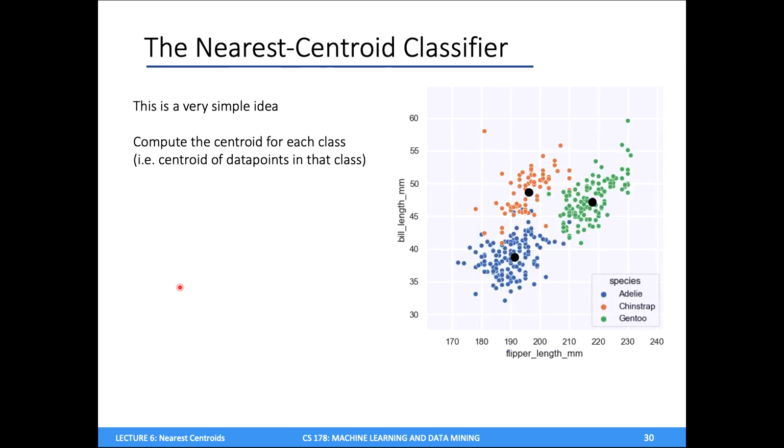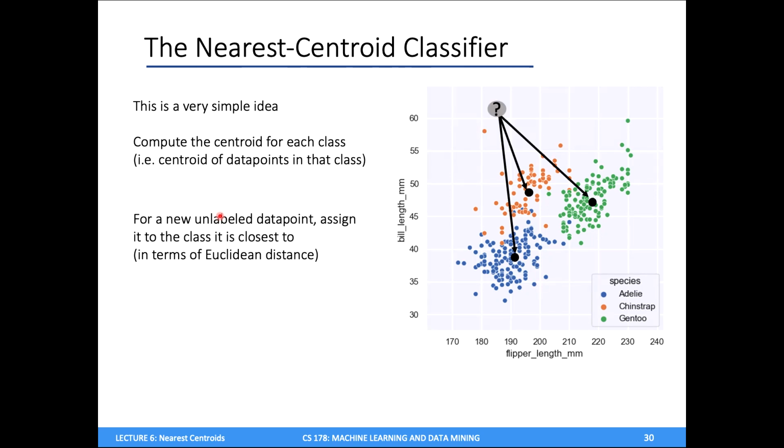In order to actually compute the nearest centroid classifier, we're going to take all of our training data, and we're going to separate it based on the classes. I showed you this graph before, but what I've done is I've separated out my data based on the species of penguin that it is. Now I've computed the centroid for every one of these classes. So I've got 3 different centroids, each representing a class.